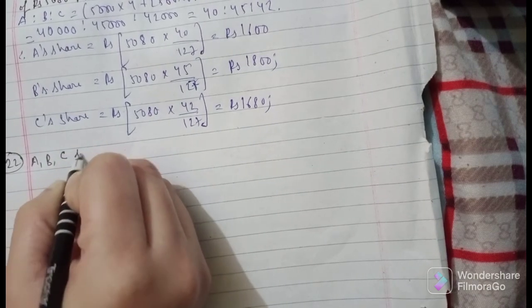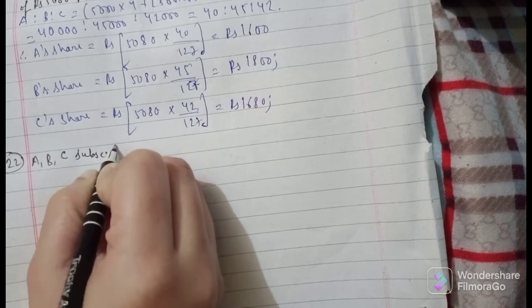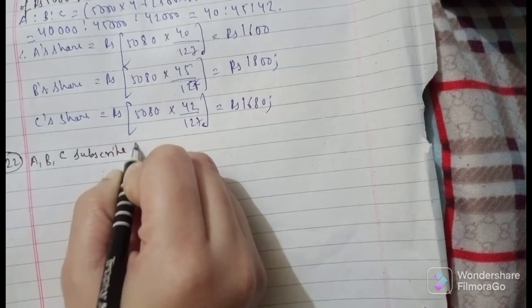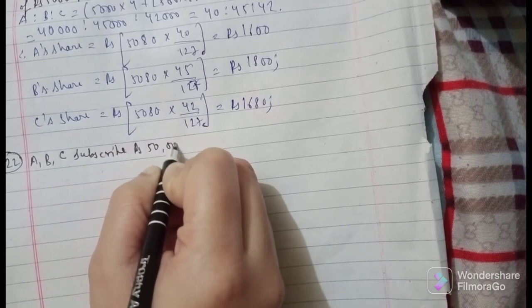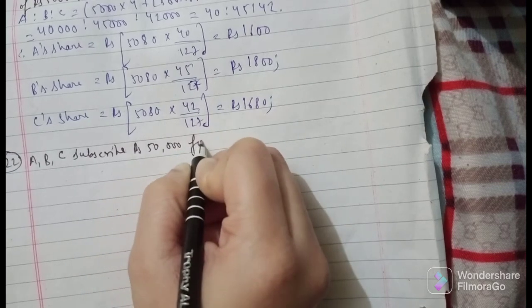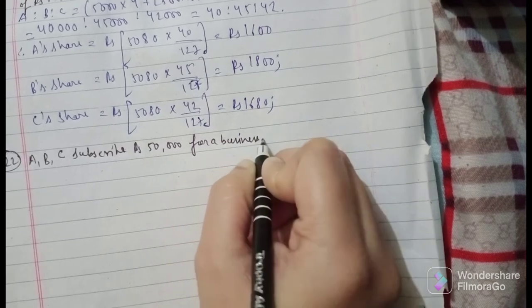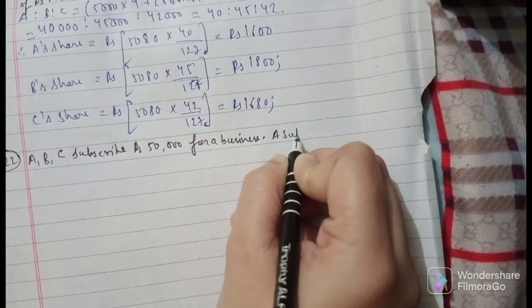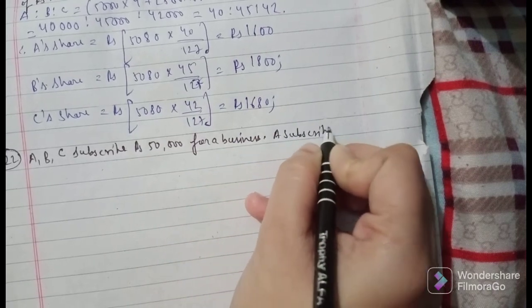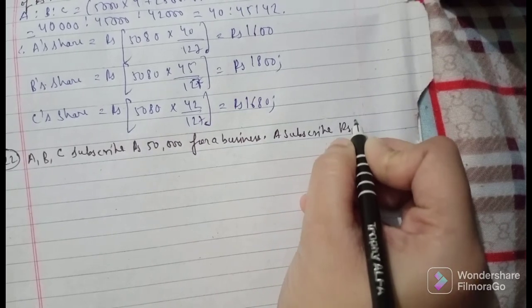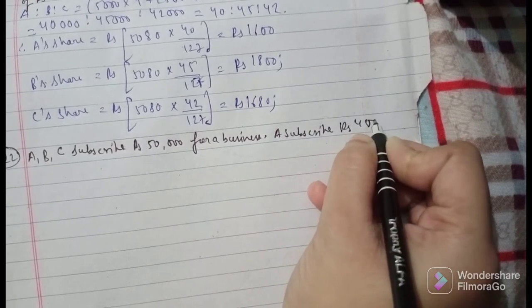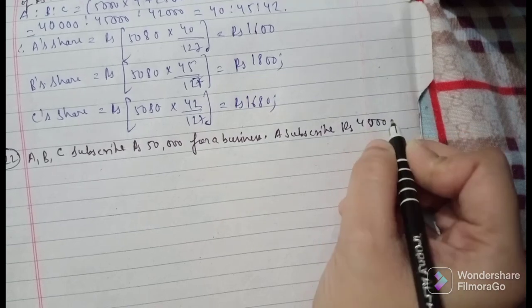A, B, C subscribe rupees 50,000 for a business. A subscribed rupees 4,000 more than B.